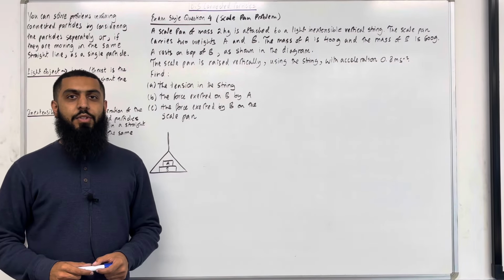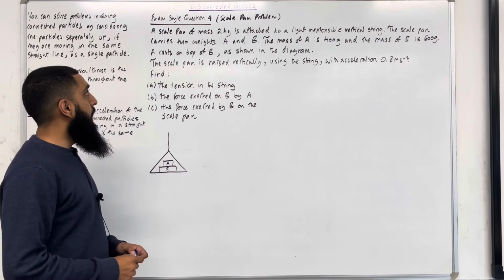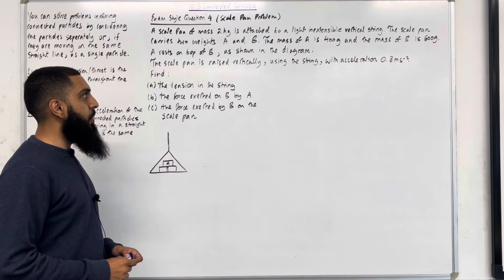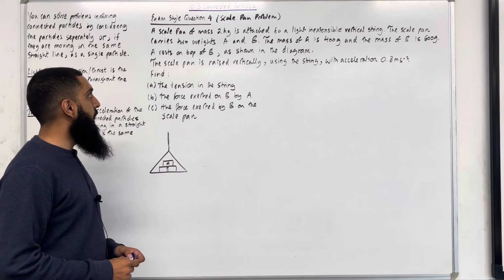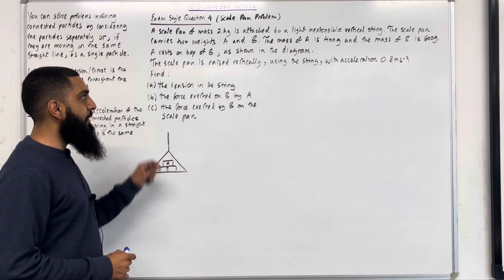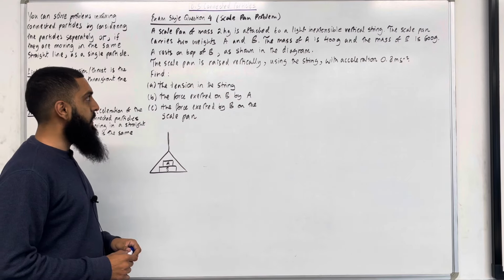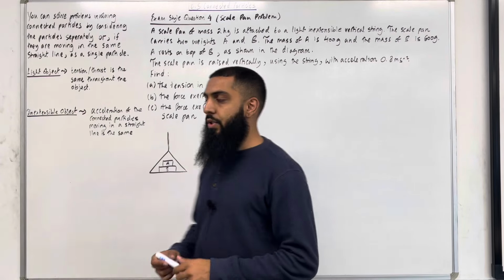Solid. Moving on to exam style question 4, the scale pan problem. A scale pan of mass 2 kg is attached to a light inextensible vertical string. The scale pan carries two weights A and B. The mass of A is 400 grams and the mass of B is 600 grams. A rests on top of B as shown in the diagram. The scale pan is raised vertically using the string with acceleration 0.8 meters per second squared. Find part A, the tension in the string. Let's have a look at the solution to part A.